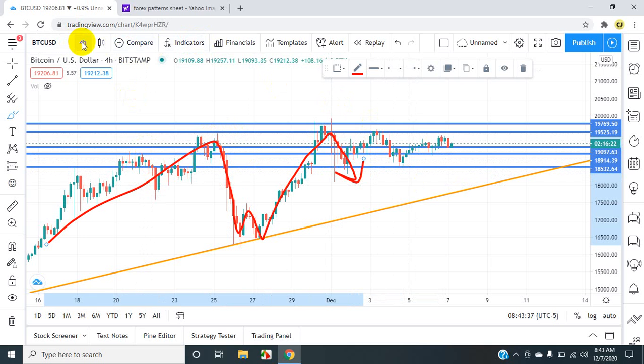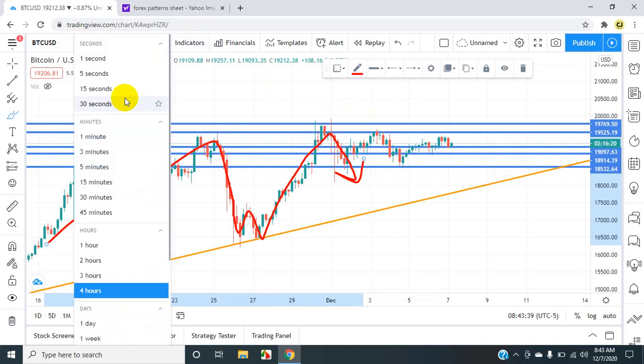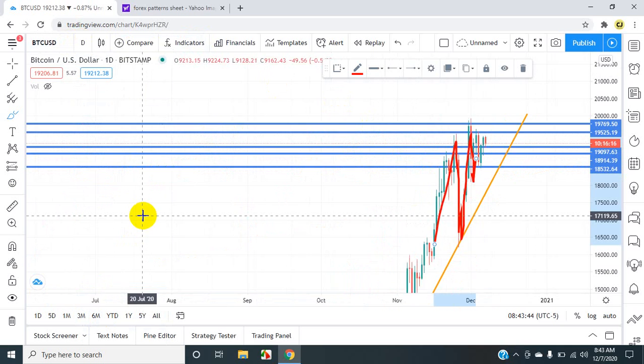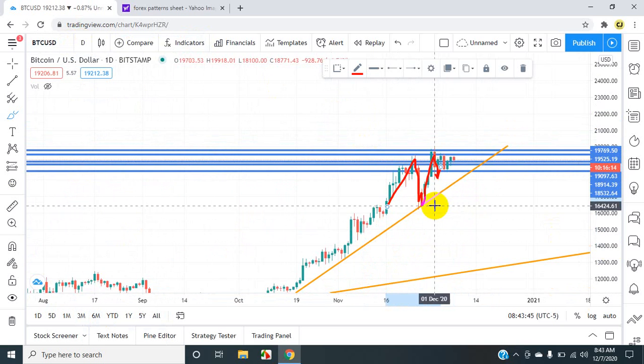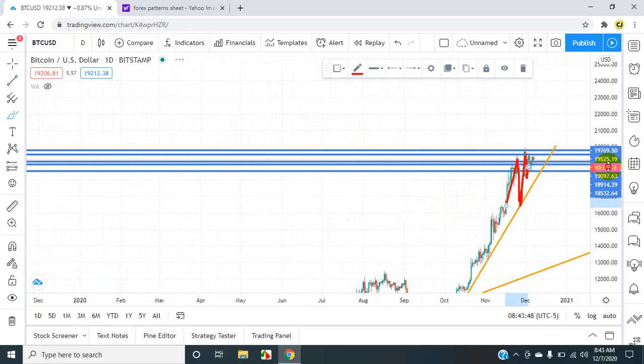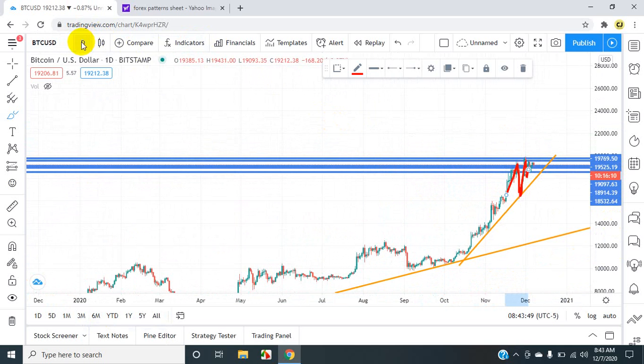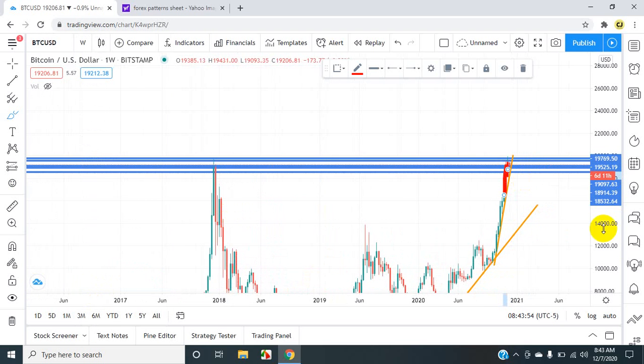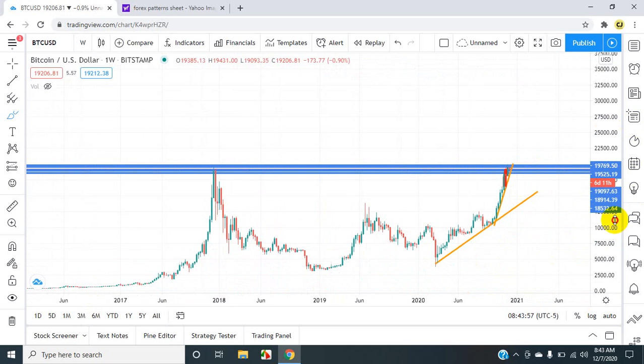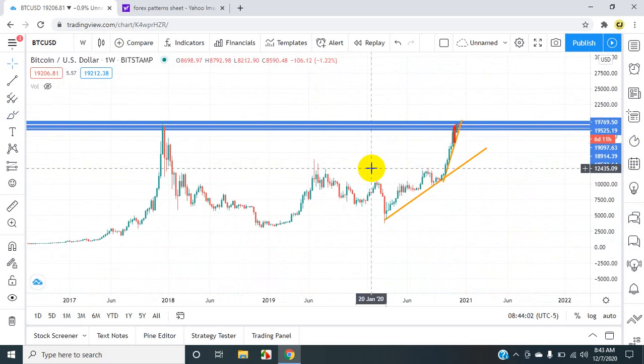What we can do is go up to the 1 day, and let's zoom out, look at the overall picture and see what we see. I don't see much in the daily. Let's go back to this. Go up to one week. Okay, 1 week is perfect. I'm going to let you guys know what I see on the 1 week.